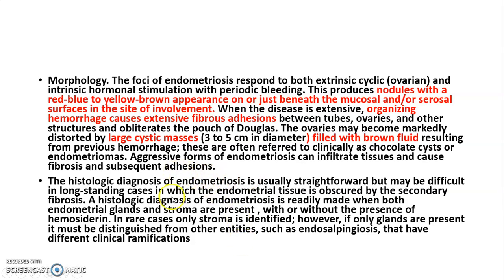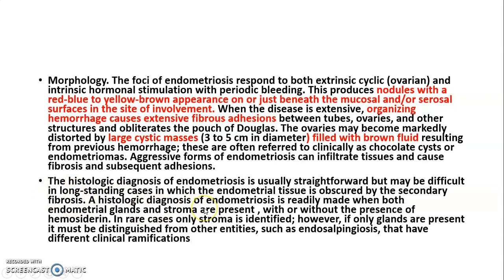The histologic diagnosis. So, this was the gross finding. On histology, endometriosis is usually straightforward. Straightforward how? If endometrial glands or stroma are seen, then endometriosis. But it may be difficult in long-standing cases in which the endometrial tissue is obscured by secondary fibrosis. In long-standing cases, we can find only fibrosis.